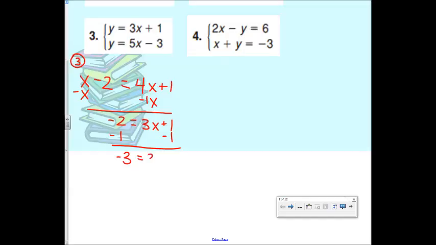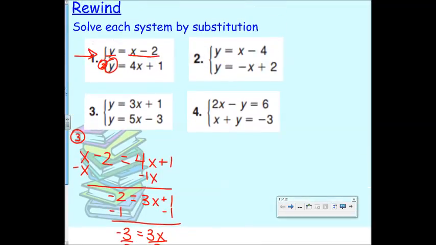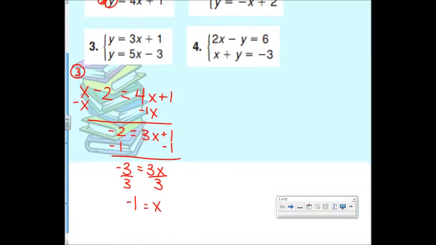3x, and then how would you finish that? Divide it by 3 and divide by 3. What's negative 3 divided by positive 3? Negative 1. Negative 1 equals x. So x equals negative 1. So with substitution, the first thing you want to do is figure out what you can plug in. And since y was by itself here, and y was equal to x minus 2, that means in the second equation, we can just take out the y and plug in that whole other equation. So then you get x equals negative 1.